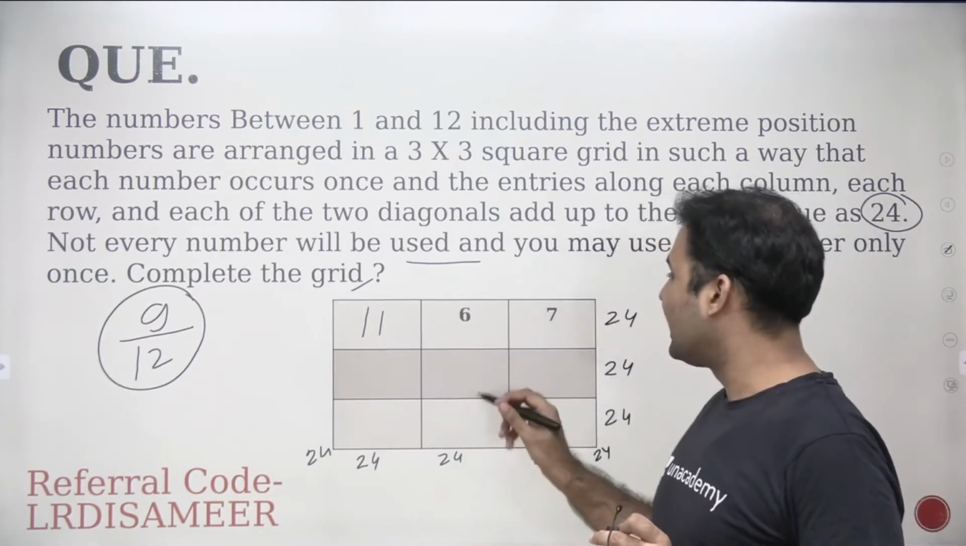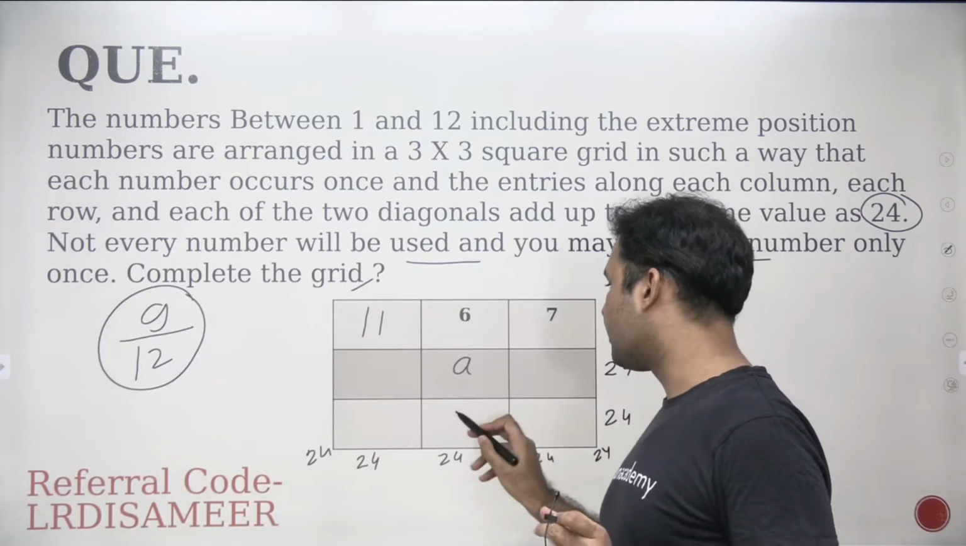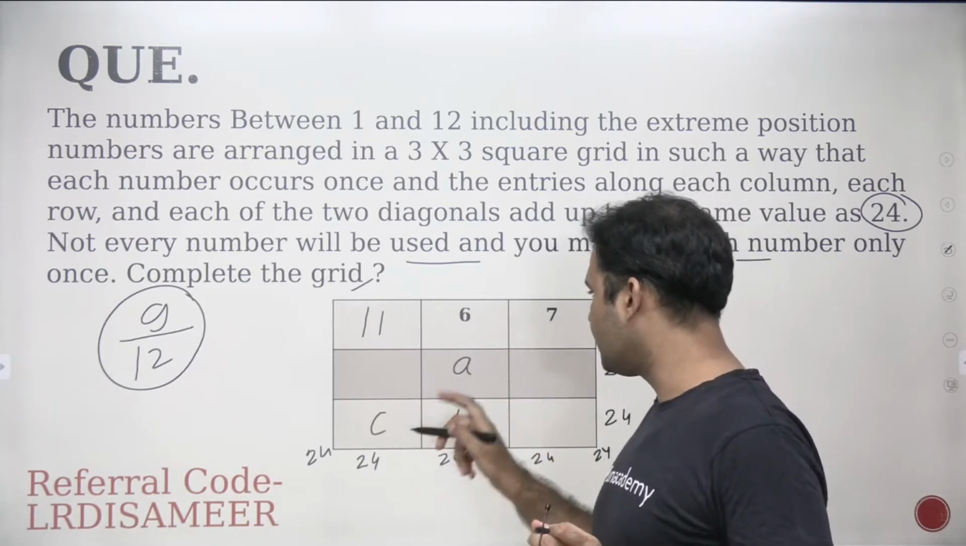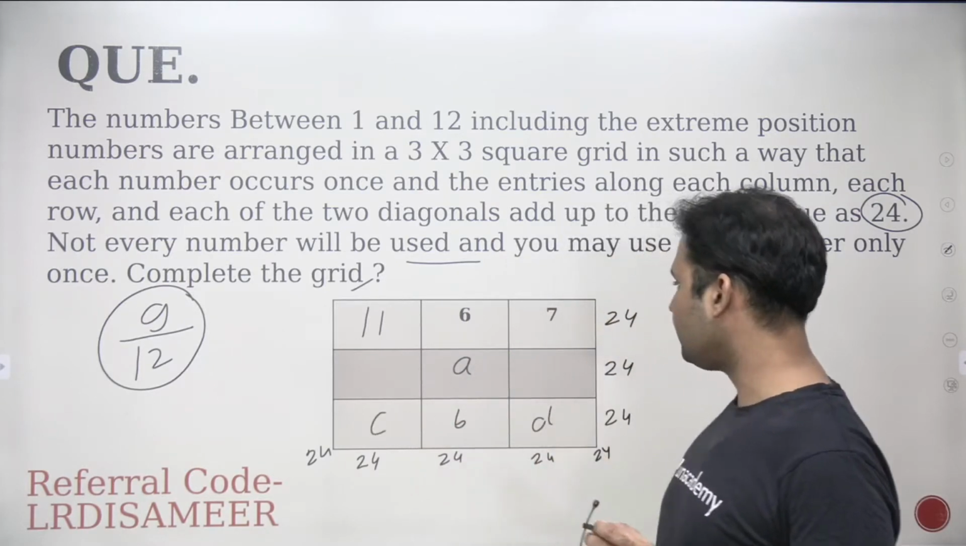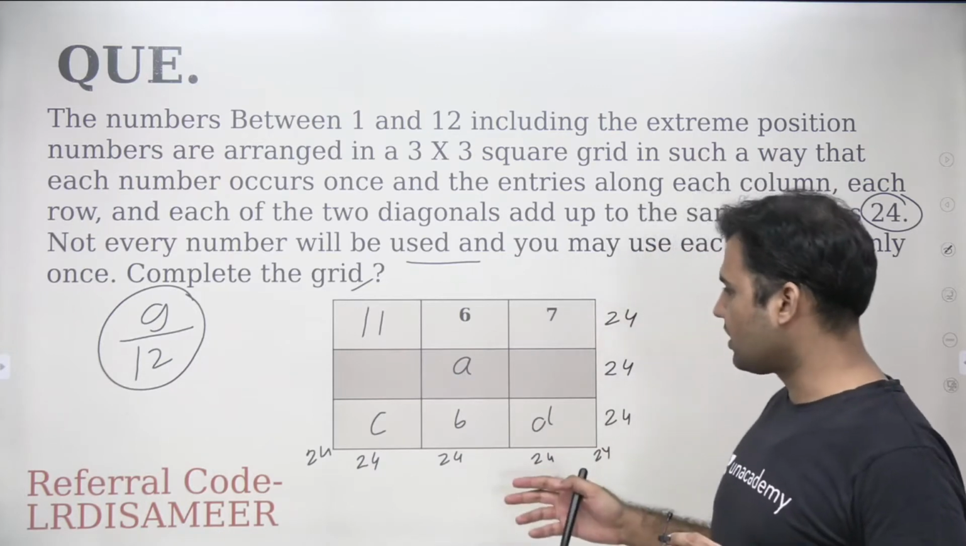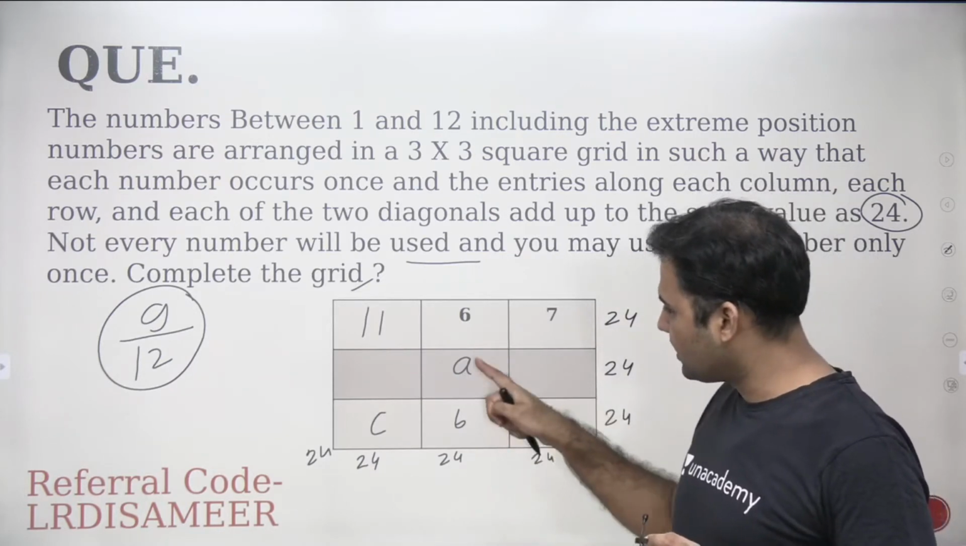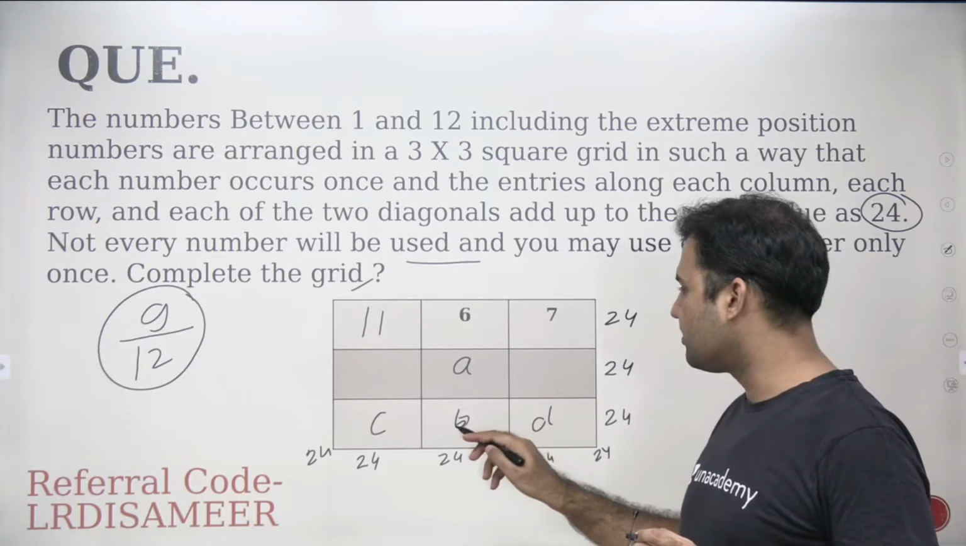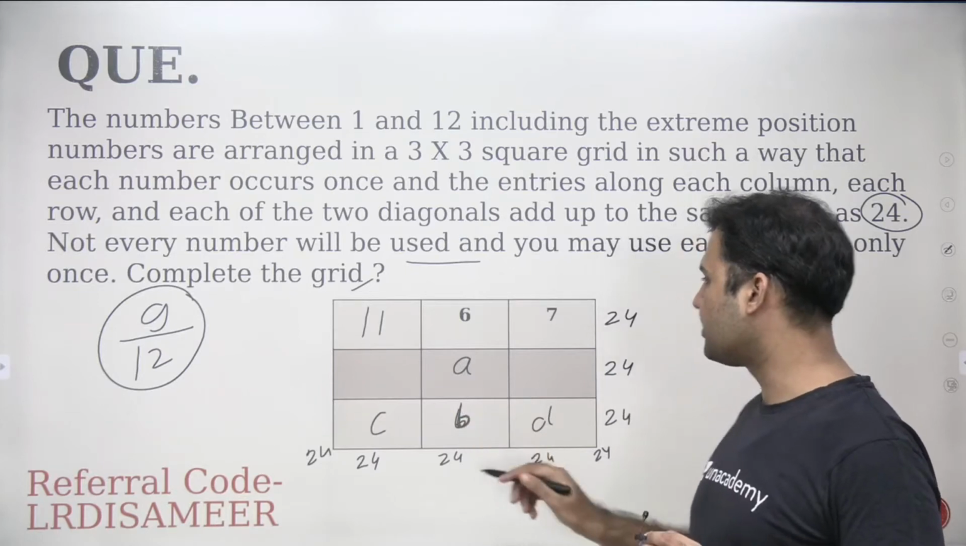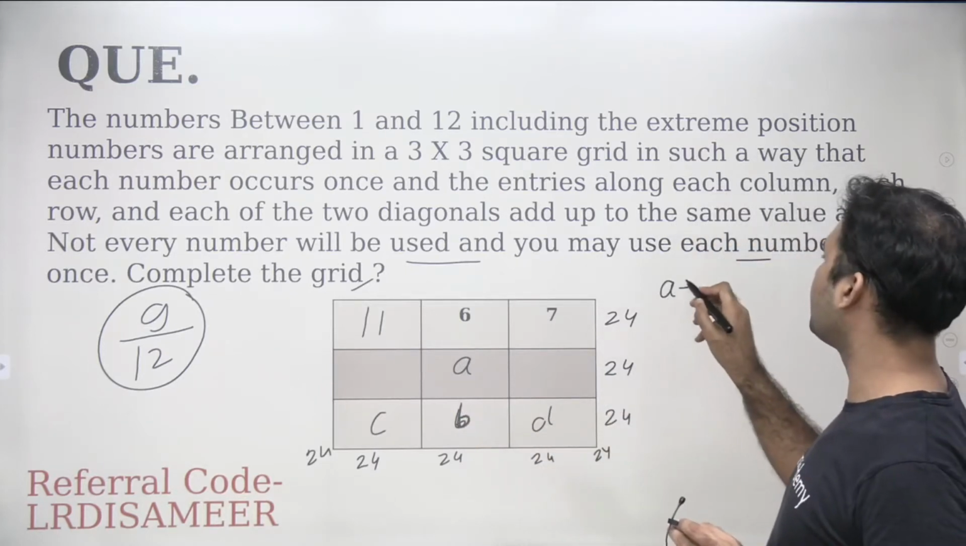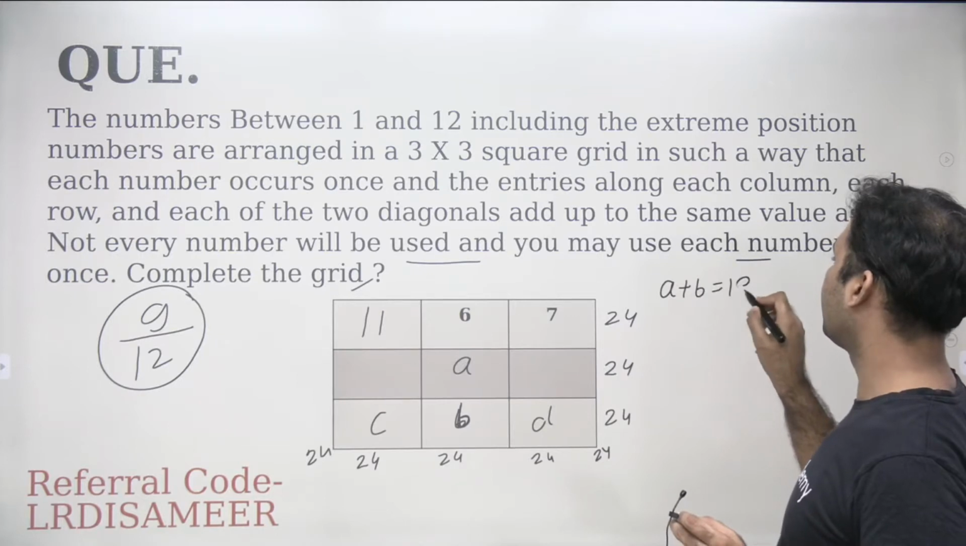So let's see. Let's assume this number is A, this number is B, right? This number is C and this number is D. Let's use the concept now. If this number is 6, can I say that A plus B, right here, this number is B, A plus B will be equal to 18, right?